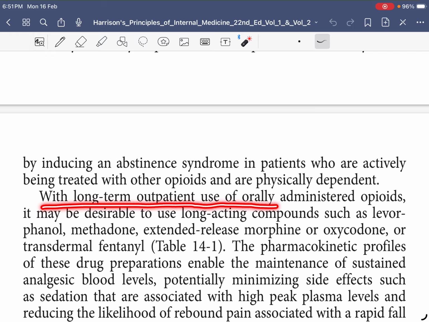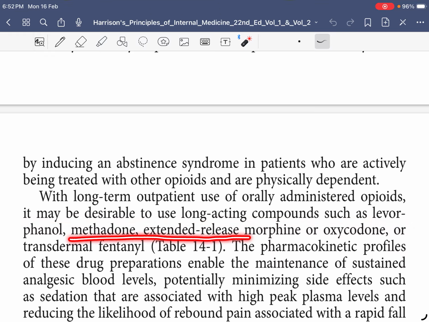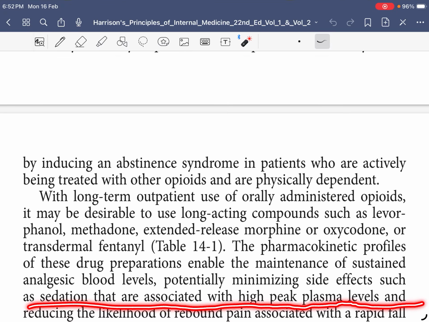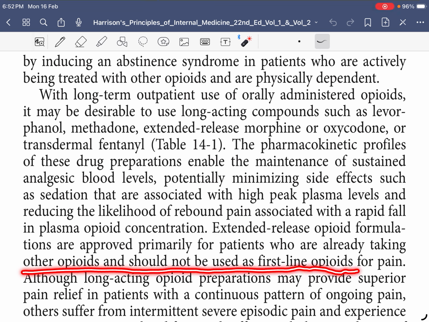With long-term outpatient use of orally administered opioids, it may be desirable to use long-acting compounds such as methadone, extended-release morphine or oxycodone, or transdermal fentanyl. Table 14.1. The pharmacokinetic profile of these drug preparations enables the maintenance of a sustained analgesic blood level, potentially minimizing side effects such as sedation that are associated with high peak plasma levels and reducing the likelihood of rebound pain associated with a rapid fall in plasma opioid concentration. Extended release opioid formulations are approved primarily for patients who are already taking other opioids and should not be used as the first line opioid for pain.